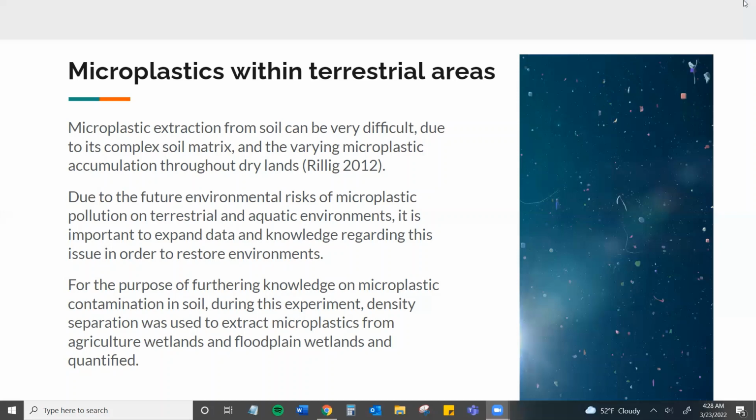Furthermore, the data surrounding microplastic contamination within agriculture areas, wetlands, and floodplains is very scarce. So by evaluating the amount of microplastic pollution in an agriculture area, a better conclusion can be made about the effects microplastics have on the environment. So during this experiment, I used density separation to extract microplastics from agriculture wetlands and floodplains, and the found particles were quantified.